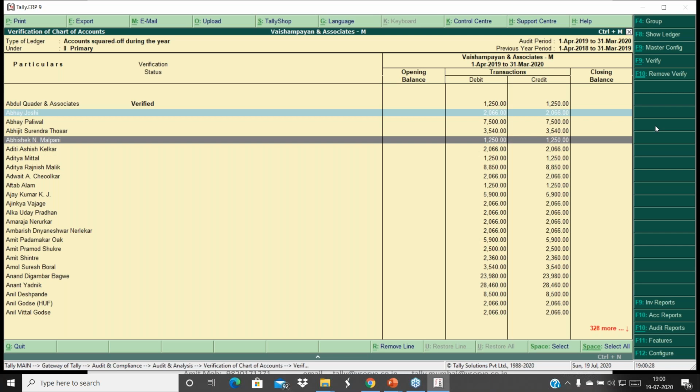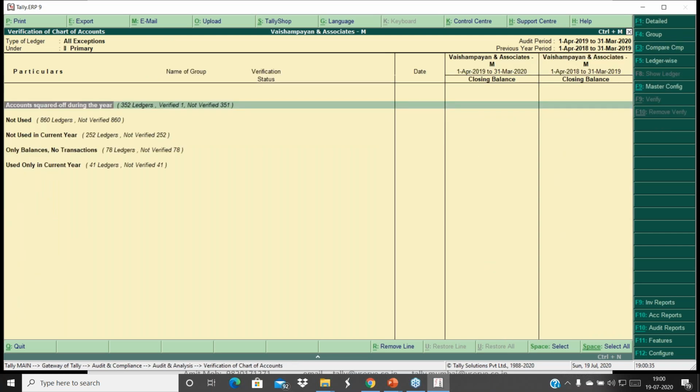Yes. And the later part of my question, how to see the group name of the ledger? How to see which group this ledger is under? Sir, there is an option in F12. One second. Account code of going, sir. That's it.